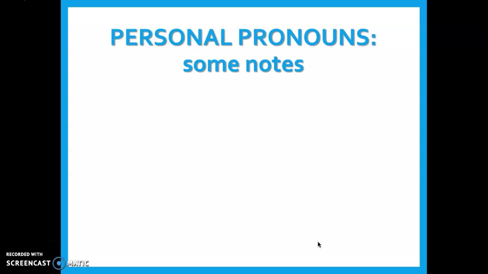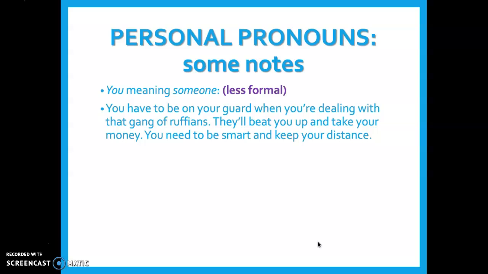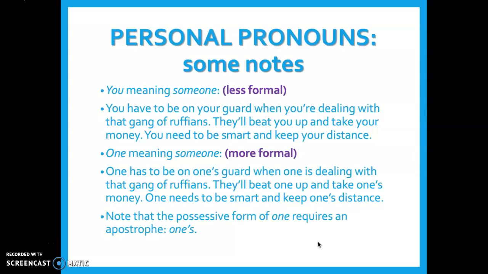Alright, and some notes on personal pronouns. So you can use you to indicate or to refer to someone. For example, you have to be on your guard when you are dealing with that gang of ruffians. They'll beat you up and take your money. You need to be smart and keep your distance. It sounds less formal though. A more formal option is to use one. Like one has to be on one's guard when one is dealing with that gang of ruffians. They'll beat one up and take one's money. One needs to be smart and keep one's distance. Okay. Note that the possessive form one requires an apostrophe, like one's money and one's distance.